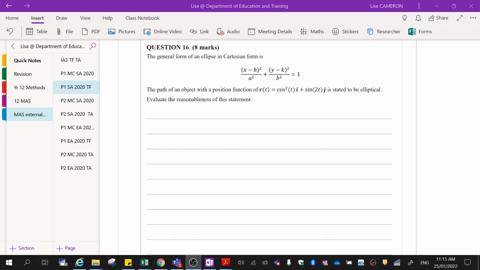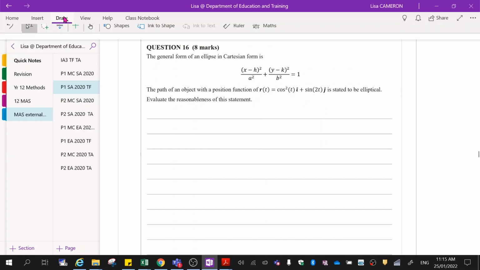Okay, so this is just a good question about converting things from general form into Cartesian form. We're going to start with an object that has a position function like this, and it is stated to be elliptical. That's important because it gives us the general form of an ellipse over here. So we know we're going to be using parametric equations to convert this into terms of x and y, and it should look like something like that eventually. All right, so let's get started.